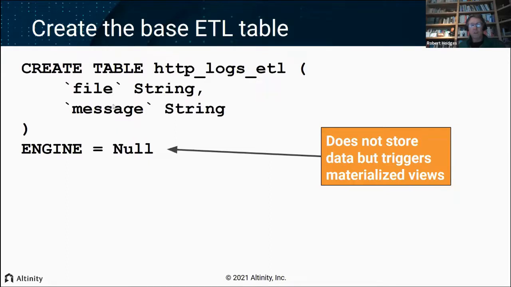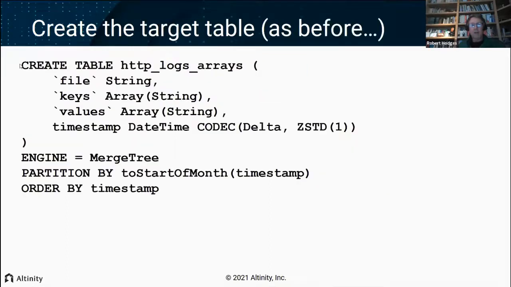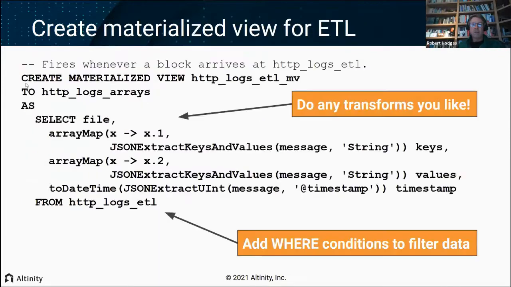So we set this up. And then the next thing is we're just going to create the target table exactly as we did before. So this is no different from the version I set up previously. What we've added is the materialized view. A materialized view is like an insert trigger, fires on every block that gets inserted. You have a target table that's in this TO clause, so where we're going to, and then what is the transform that you're going to run on the data when that block is loaded.